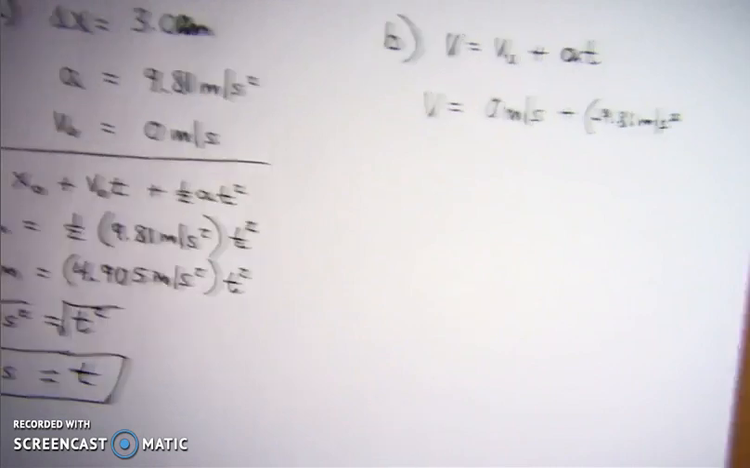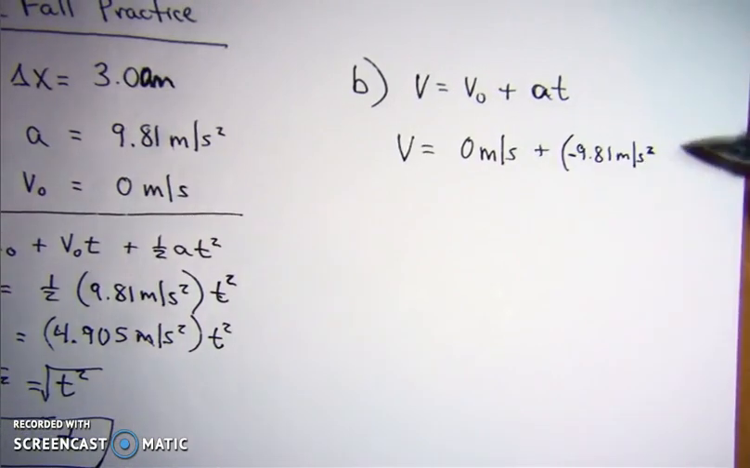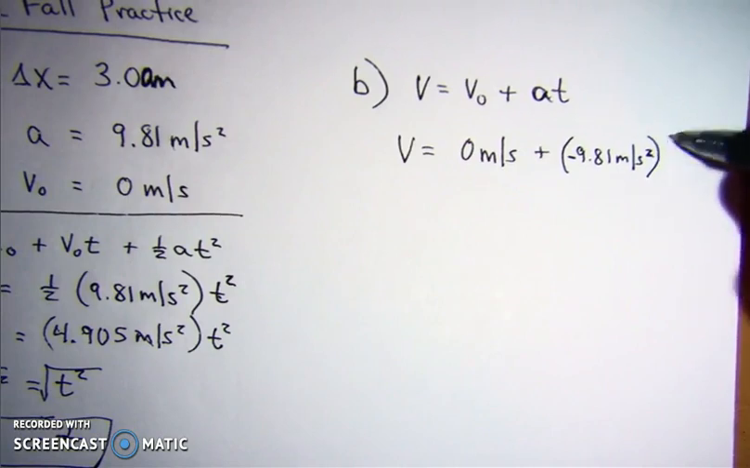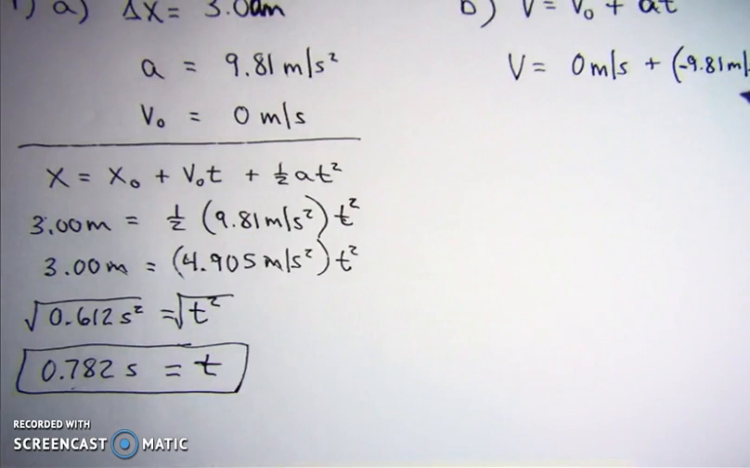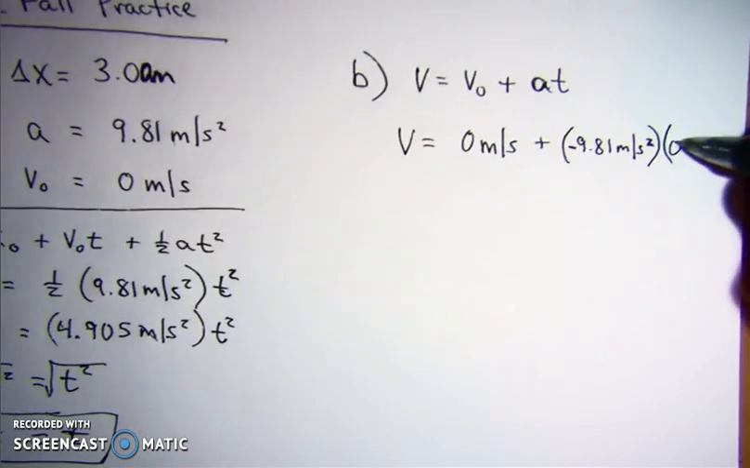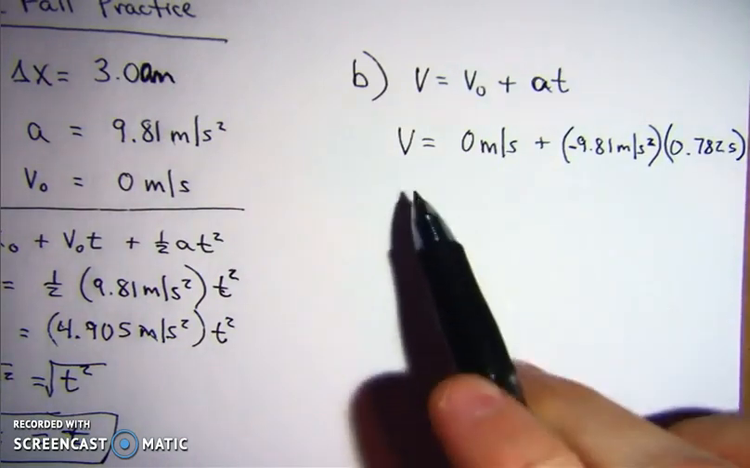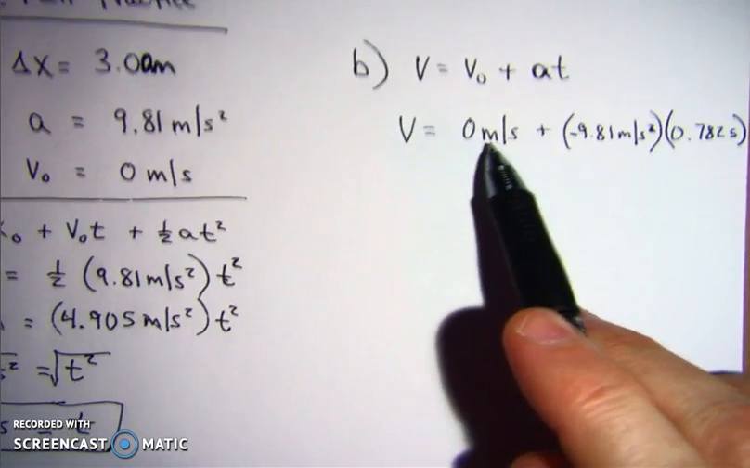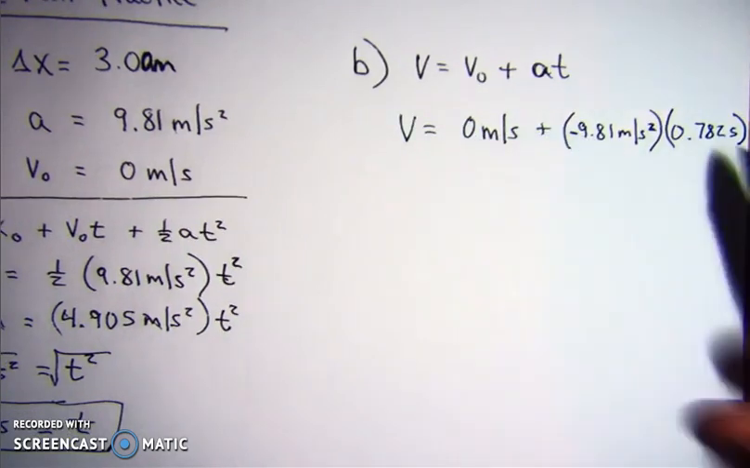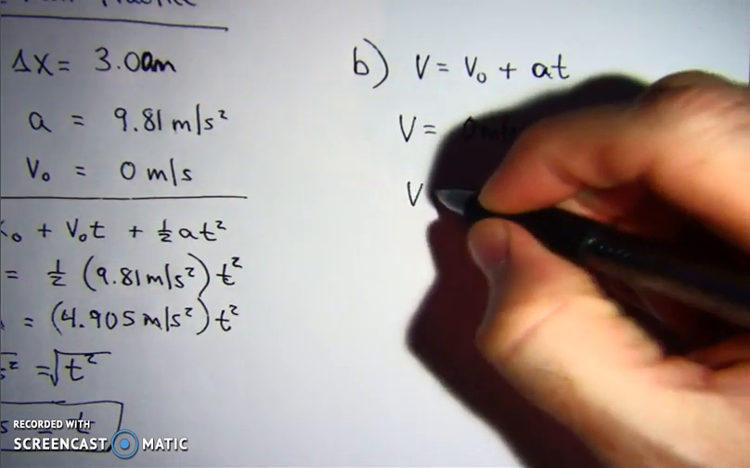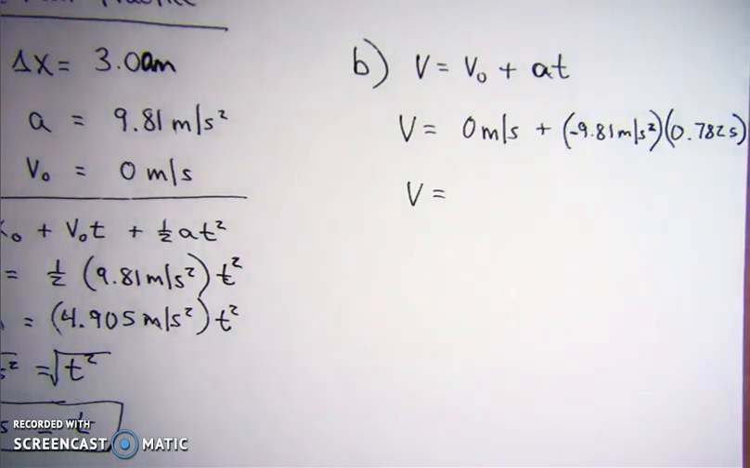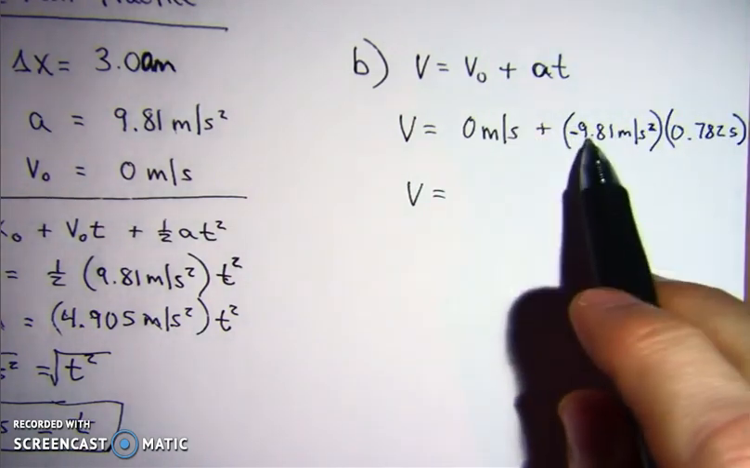Let me move this over a little bit more so we can see this. And our time, we know our time was 0.782 seconds. Okay, so we have the final velocity equals the initial velocity plus the acceleration times time. So this is 0 plus anything is whatever it is. So we're going to go ahead and solve for this right here.